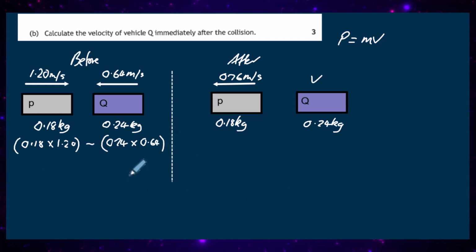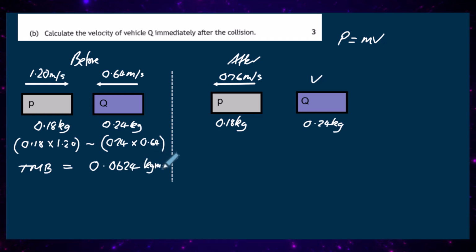Now when we do that on our calculator, we end up with the total momentum before the collision. You take this value here and take away this value here, and you're left with a value of 0.0624, and units are kilogram meters per second. So this is the total momentum before the collision. And we do the same thing after the collision. After the collision, momentum, mass times velocity, is going to be 0.18 for P times, and this time it's going to the left, so we multiply by minus 0.76, and that's going to give us a negative number there.